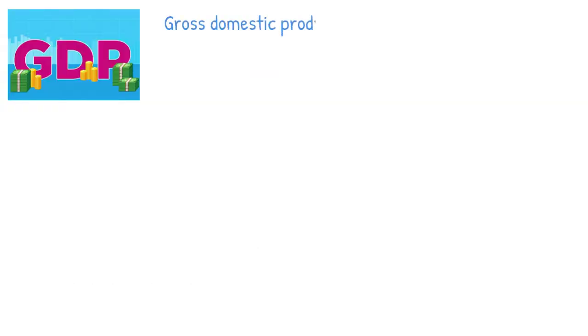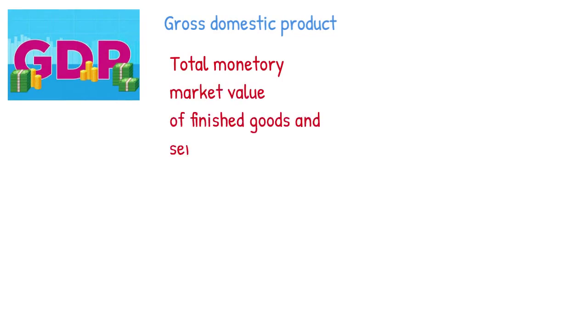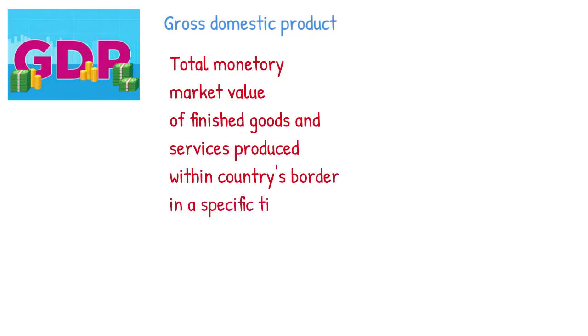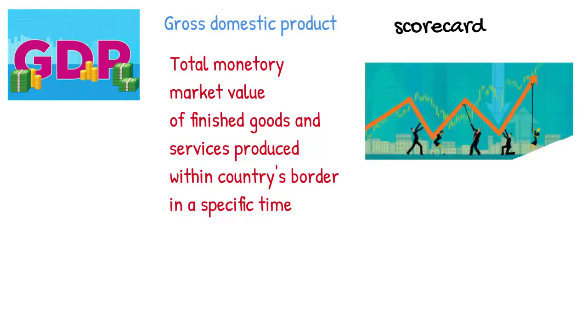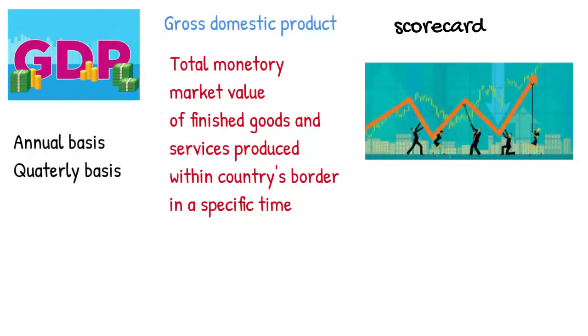What is GDP? Gross domestic product (GDP) is the total monetary or market value of all the finished goods and services produced within a country's borders in a specific time period. As a broad measure of overall domestic production, it functions as a comprehensive scorecard of the country's economic health. Though GDP is usually calculated on an annual basis, it can be calculated on a quarterly basis as well.